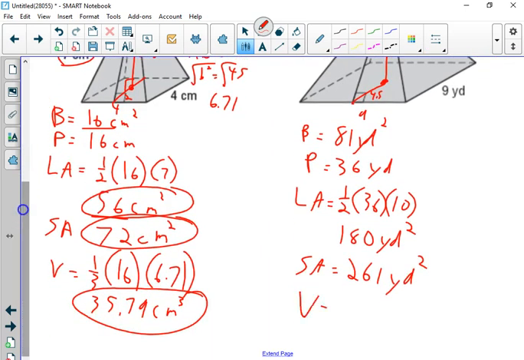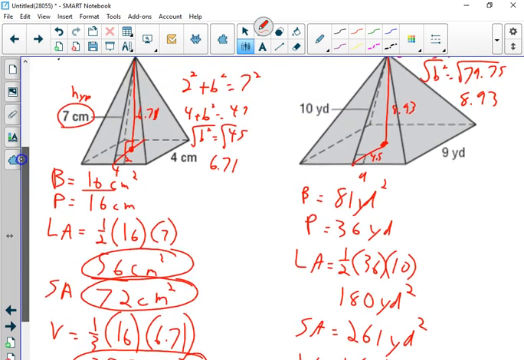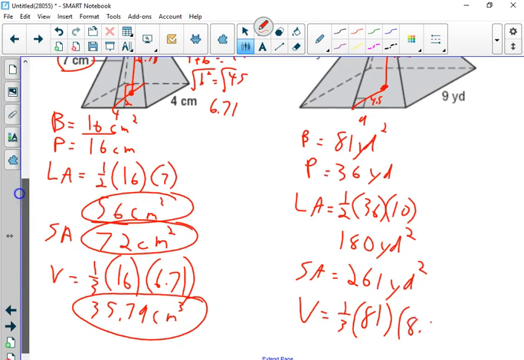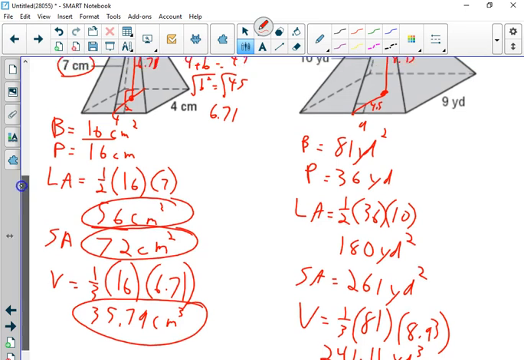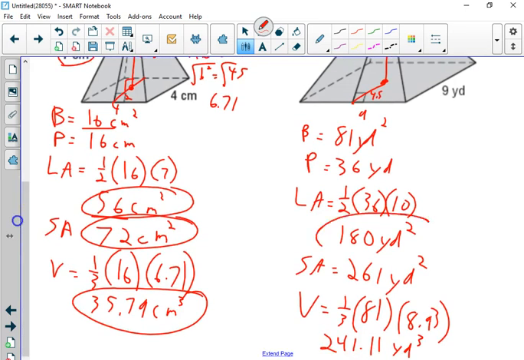And then our volume is 1/3 the area of the base, which we said was 81, times our altitude, 8.93, our real height. So we take 81 times 8.93 and divide that by 3. And that's 241.11 cubic yards. So lateral area, surface area, volume.